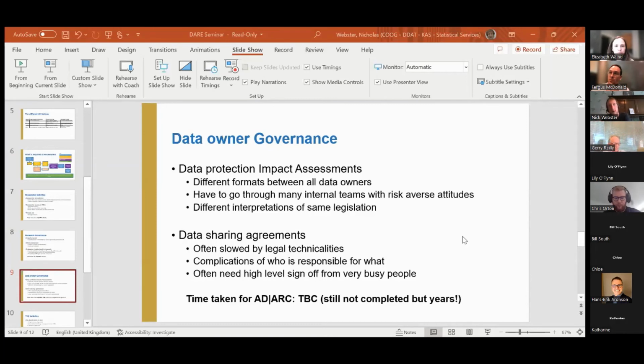So is health data covered by the DEA? Is financial included by the DEA? There's still a lot of realization of what the DEA actually means among data owners, which will really speed things up. And then separately as well, I think Chris also talked about data sharing agreements, but in the experience of ad hoc, often slowed down by legal technicalities, complications of who's responsible for what, and often just need high-level sign-off from very busy people who have a lot of other concerns on their minds.